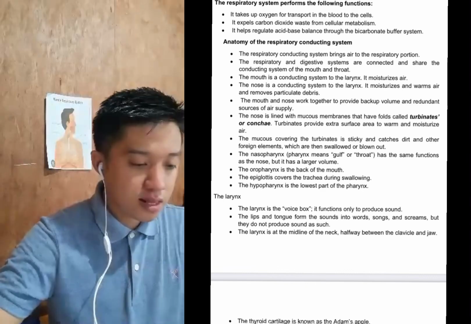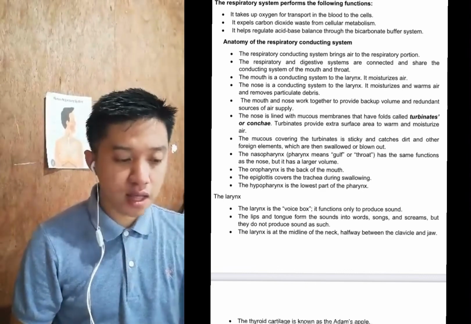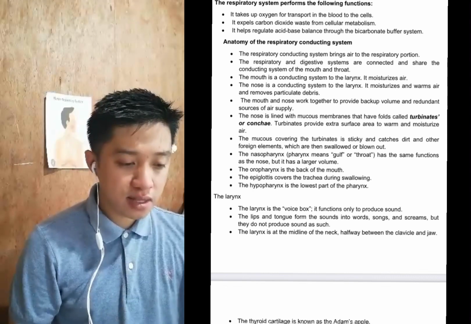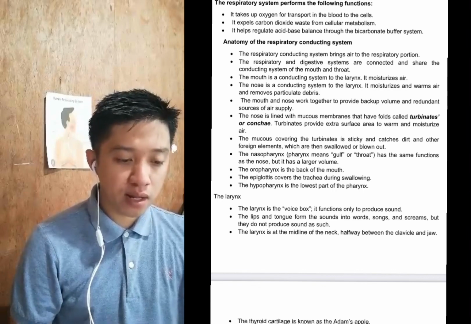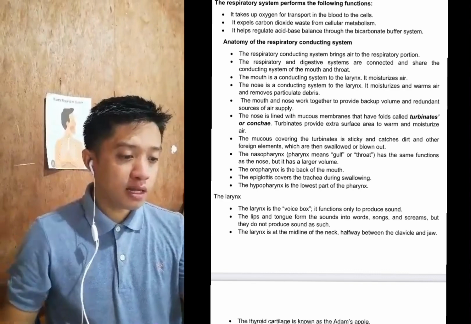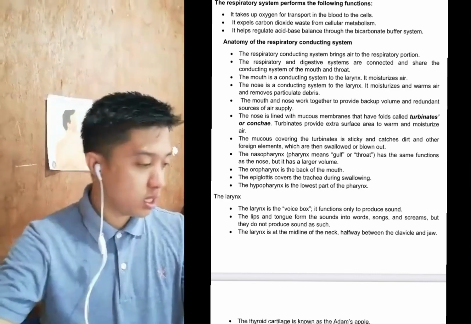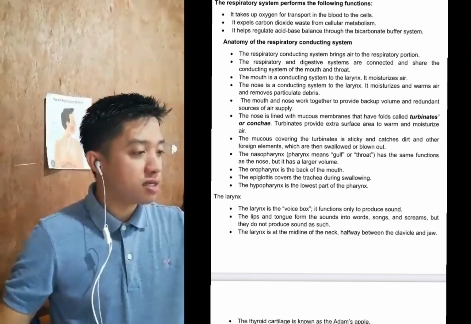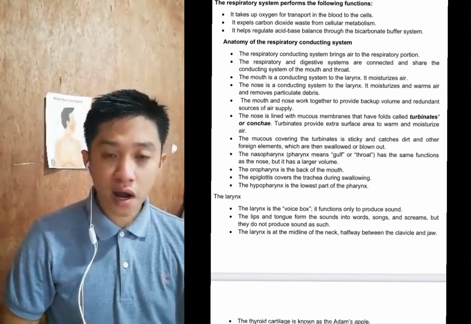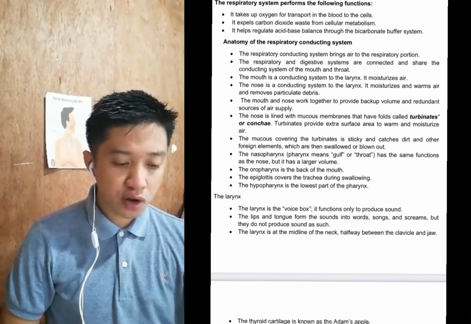The lips and tongue form the sounds into words, songs, and screams, but they do not produce sounds as such. The larynx is in the midline of the neck, halfway between the clavicle and jaw. The thyroid cartilage is known as the Adam's apple. So, the thyroid cartilage is a protective shield surrounding the anterior part of the larynx and spans vertically from the superior to inferior regions.